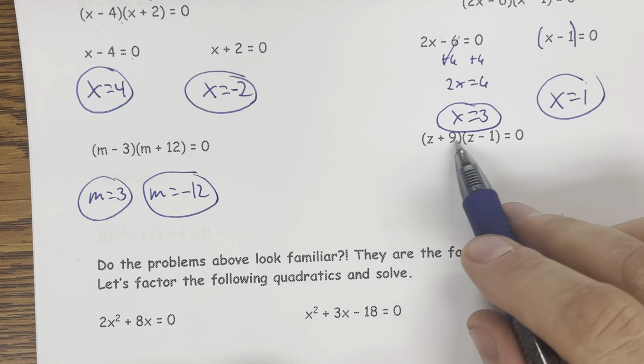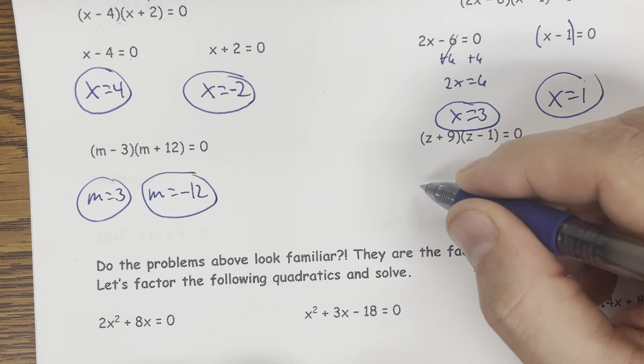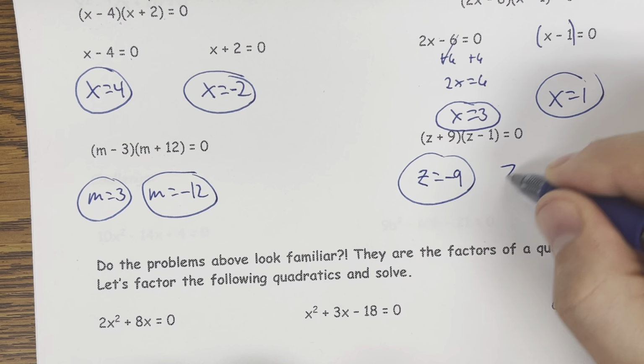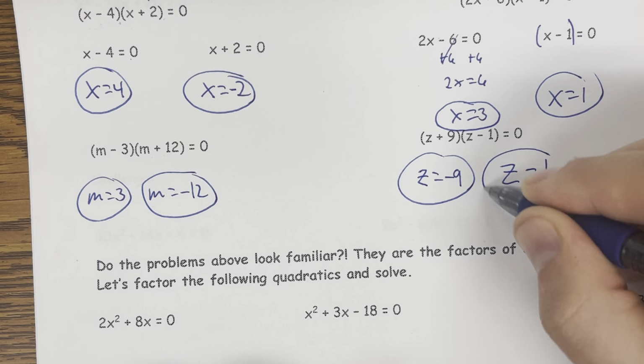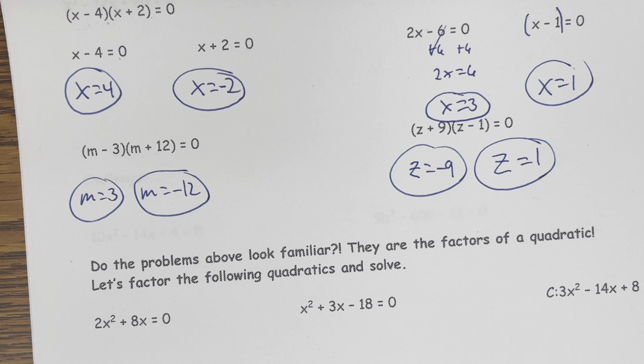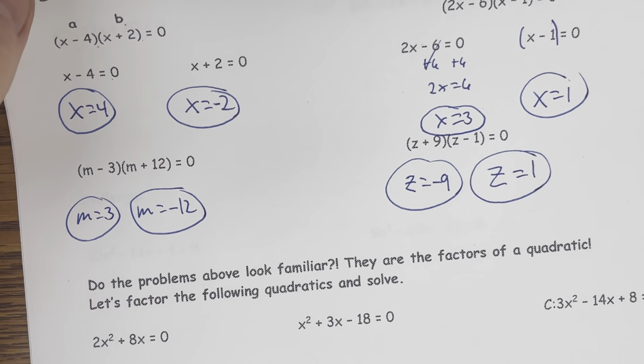Similarly, what value makes the first set equal to 0? Z has to equal negative 9. And the other set, z would equal 1. So most of our quadratics are going to have 2 solutions. Okay, most will have 2.